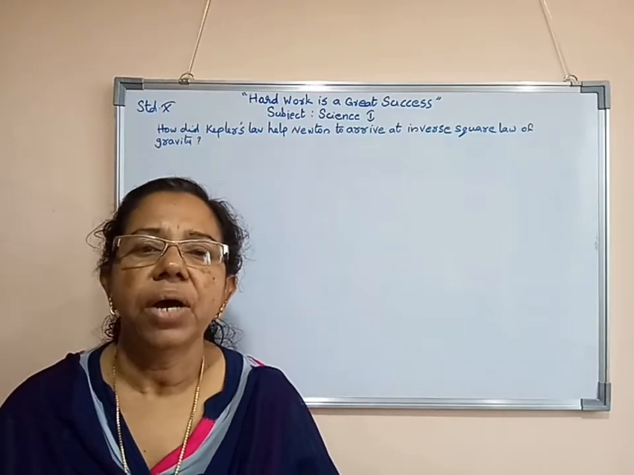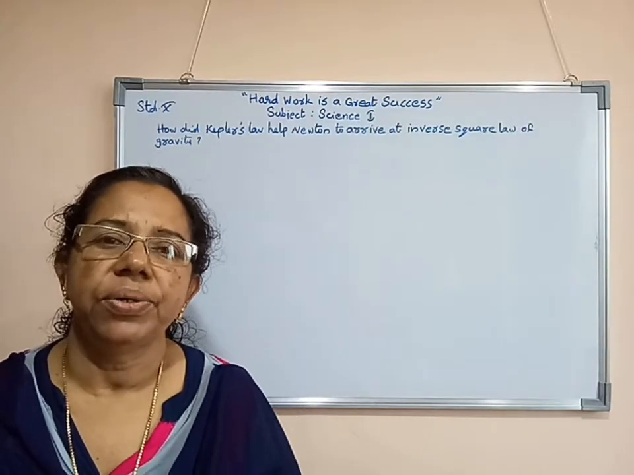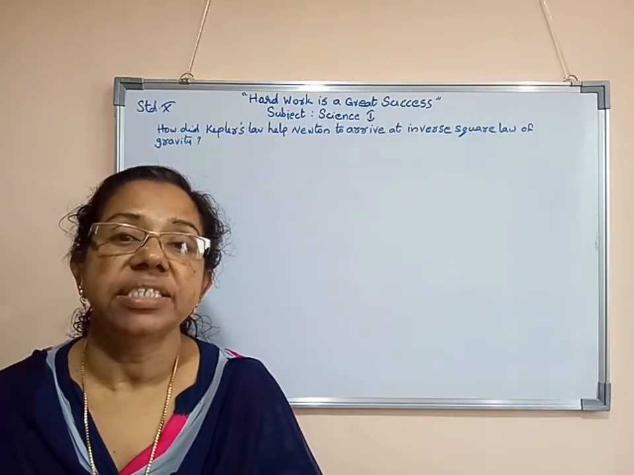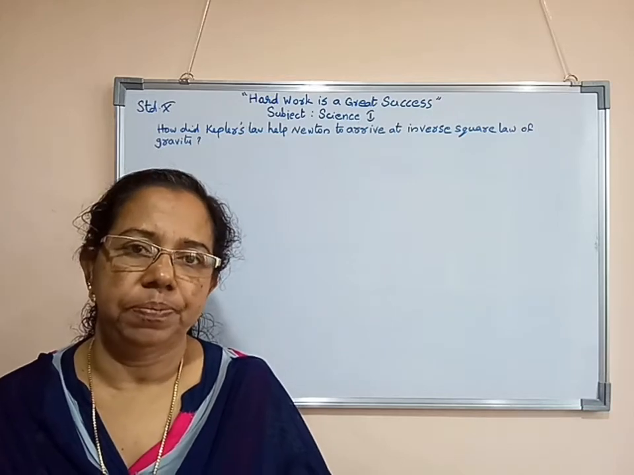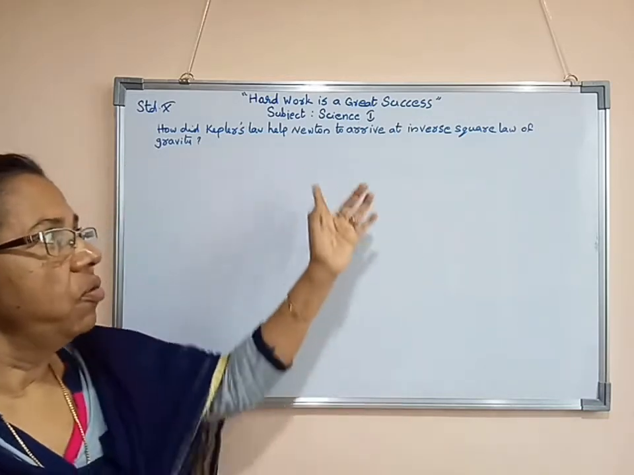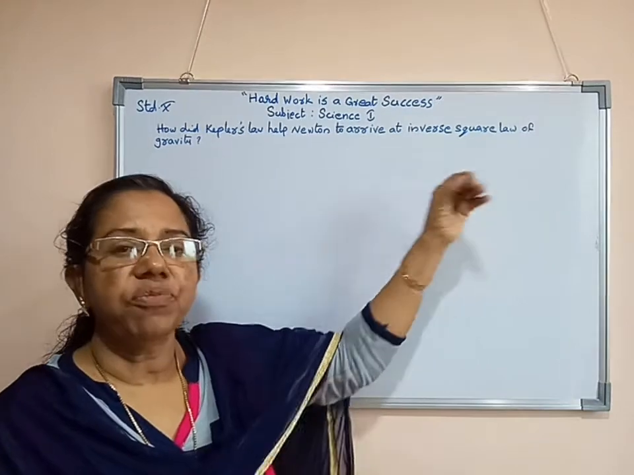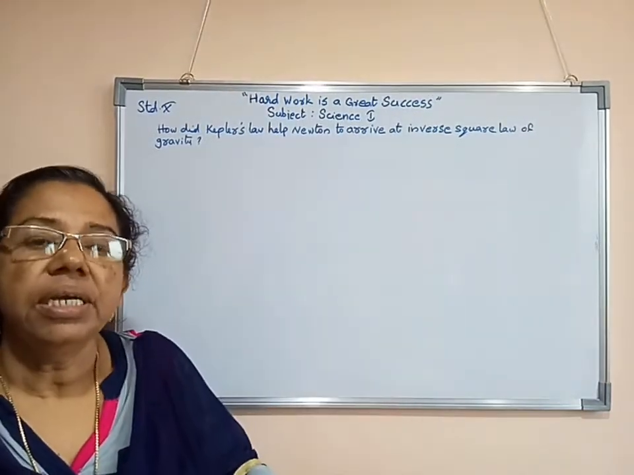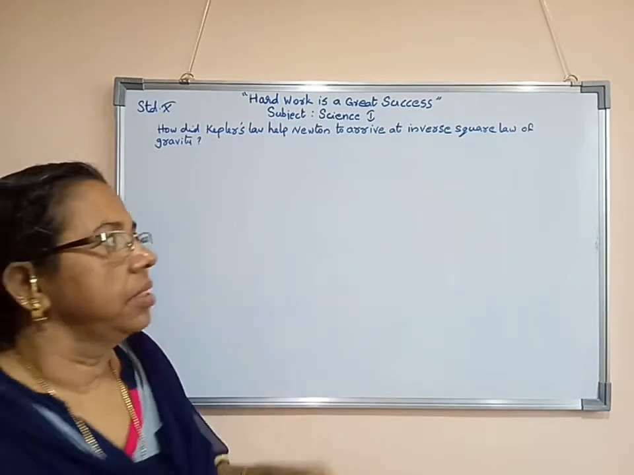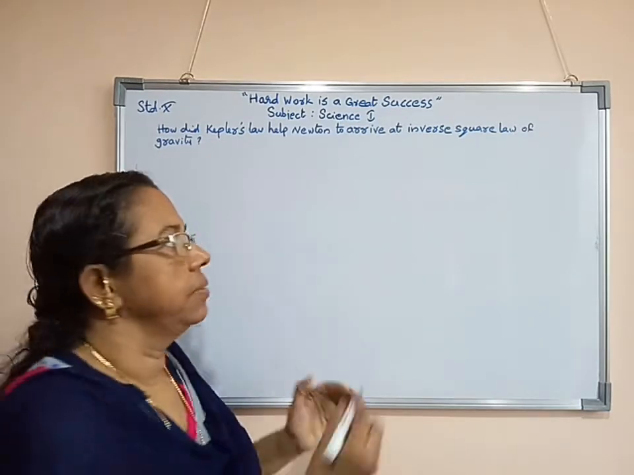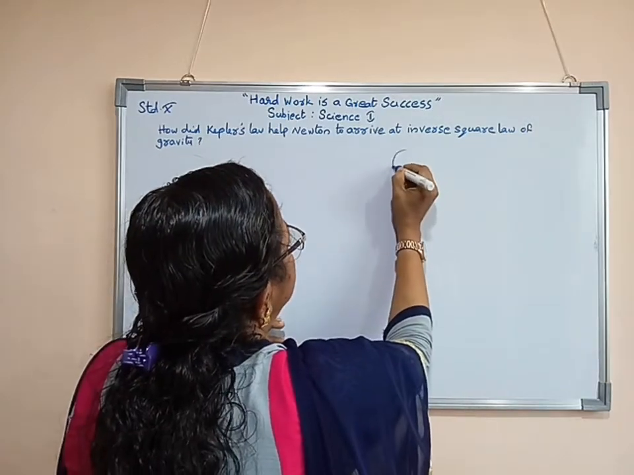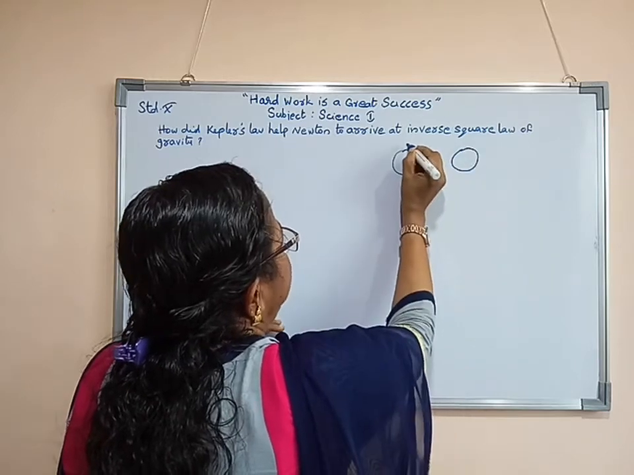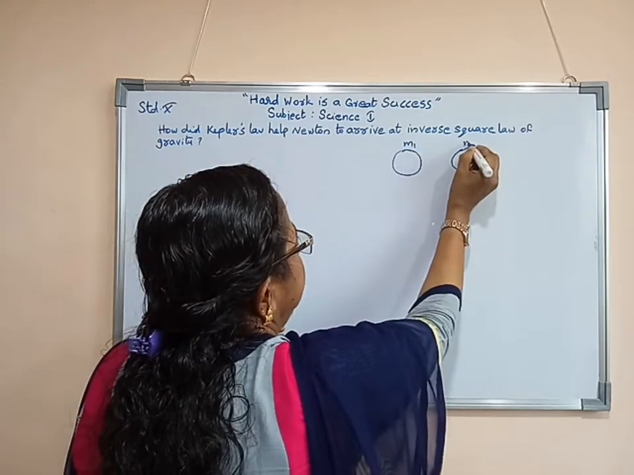Let us study how Kepler's law helped Newton to arrive at the inverse square law of gravity. For finding the expression for the inverse square law of gravity, we will go to the previous topic. With the help of a diagram we will study. Here now, two objects having mass m1 and m2.